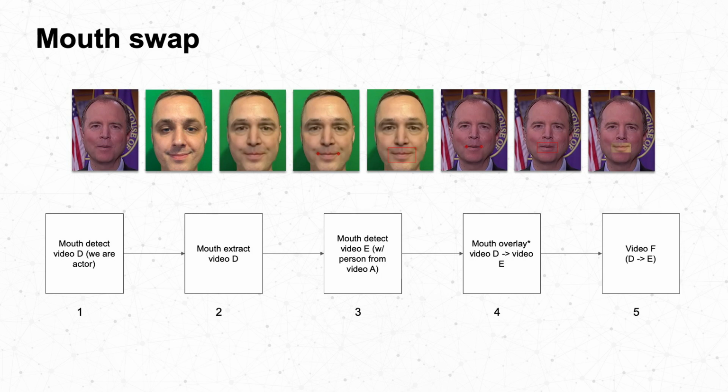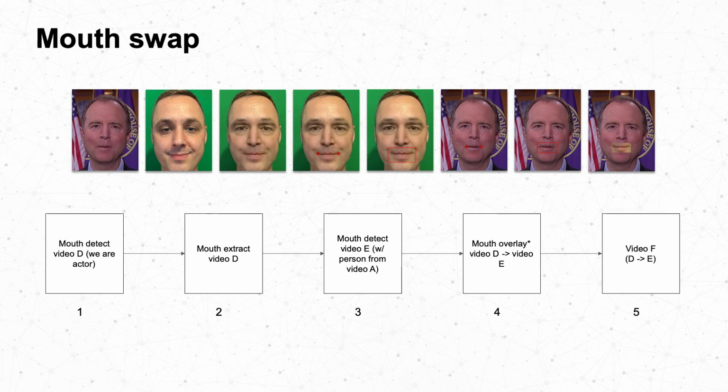And so the process, very simply put, is I took a video of Representative Adam Schiff from an online provider. I created a video of myself. I face swapped Adam Schiff's face onto mine. I then performed mouth detection and extraction on that resultant deepfake video to extract just the mouth from that video. And then I overlaid the frames of video containing the extracted mouth onto the original Adam Schiff video.